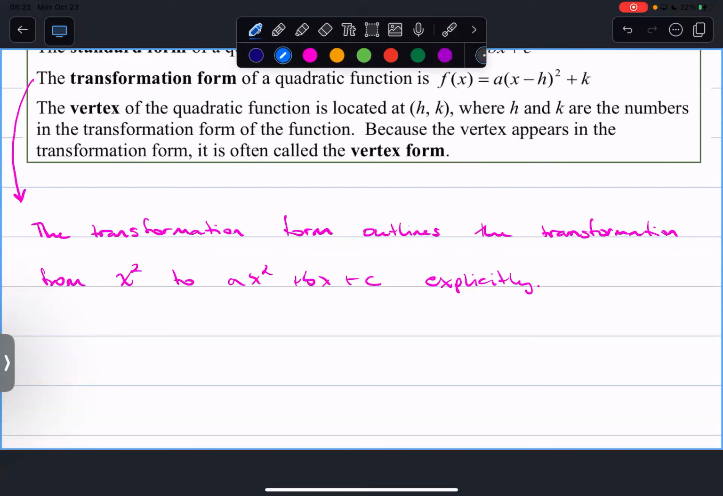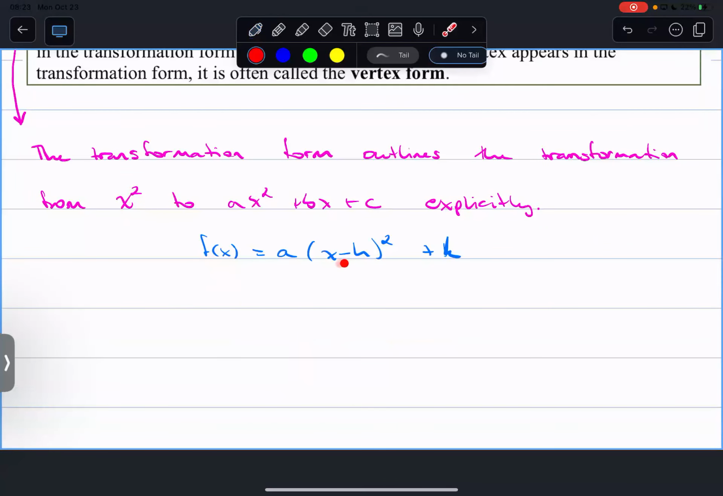If we have something like f of x is a times x minus h squared plus k, we recognize that, okay, this looks like an x squared. So we start with a parabola, and the a, we only care about if it's positive or negative. If it's positive, it's pointing up. If it's negative, it's pointing down. But besides that, the stretch doesn't really matter. And so the next thing we're going to care about is moving to the right by h.